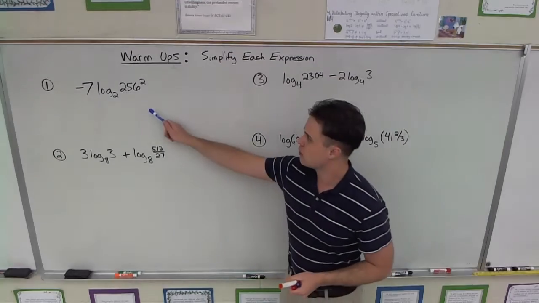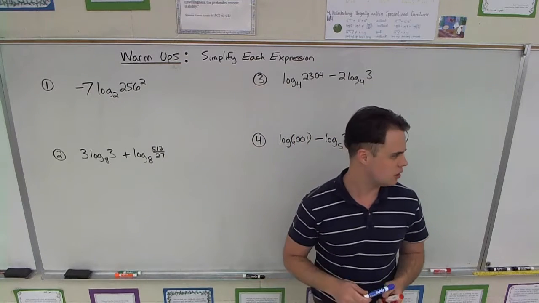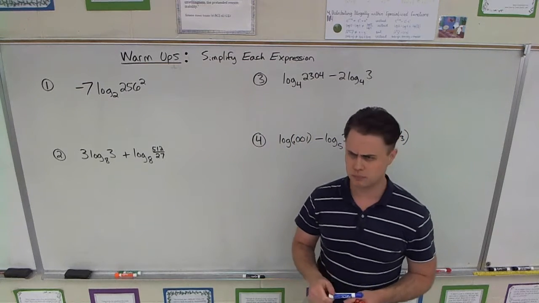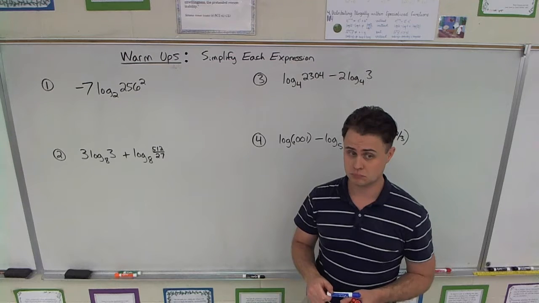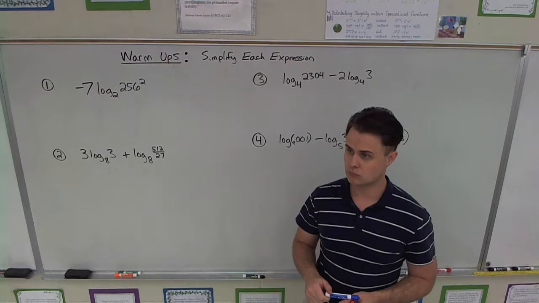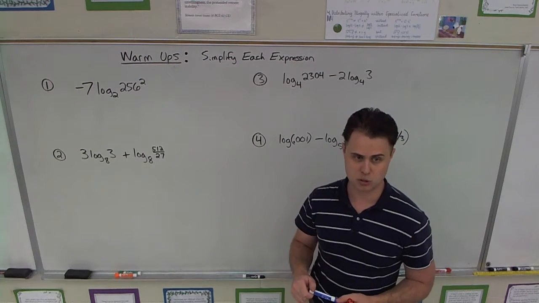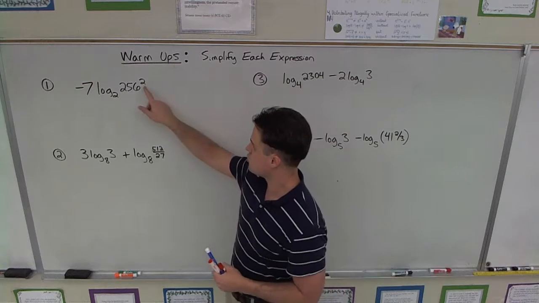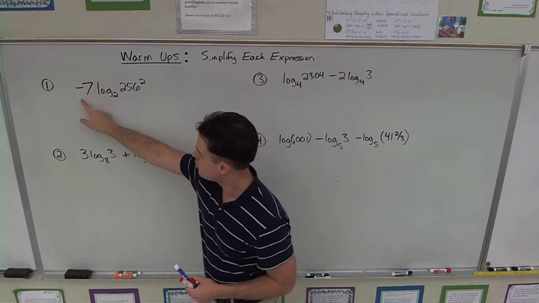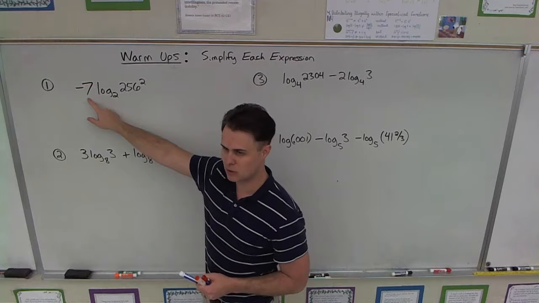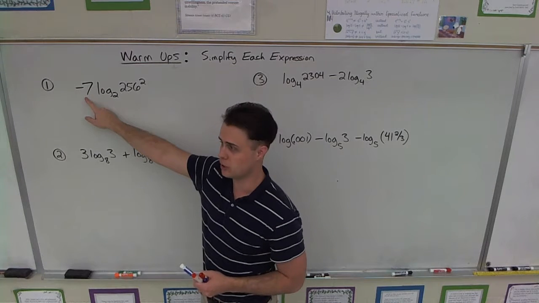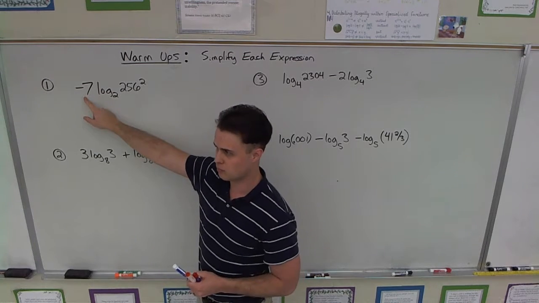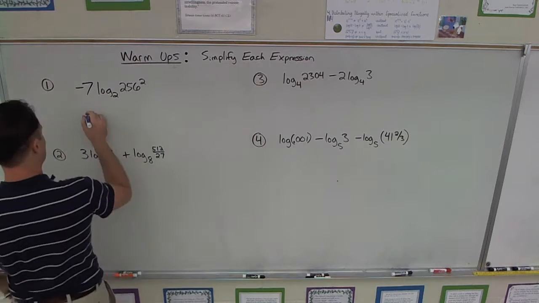So, number 1. What property should we use to begin number 1? Suggestions? The power property, the one that brings that 2 down from its tower, right? So let's bring Rapunzel out of the tower, bring this down in front. There's already a -7 there, so I think those things are going to get multiplied together. So what are we going to have?